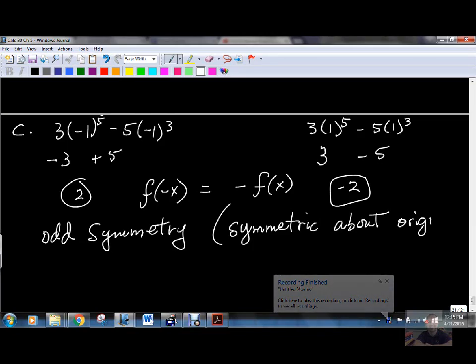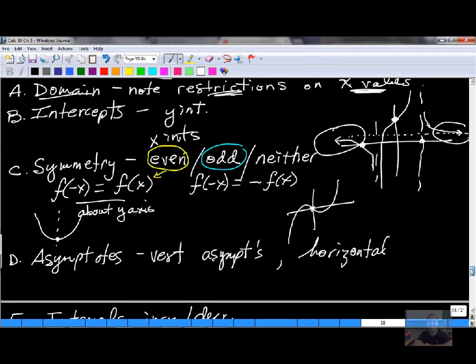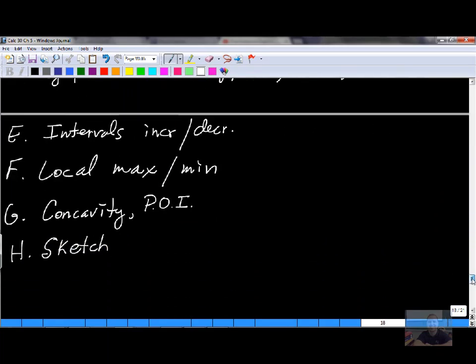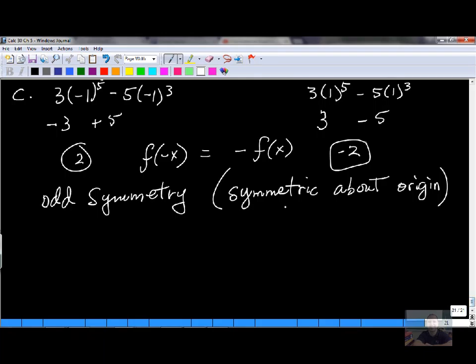Okay. So as we continue this lesson, we are looking at the process for curve sketching. We went through the headings A through H, and we are on letter C right now, symmetry. We just calculated that this was odd symmetry, so there's going to be symmetry about the origin. Whatever is on one side of the origin is going to be mirrored across that point. We'll look at that in a bit more detail in a bit.